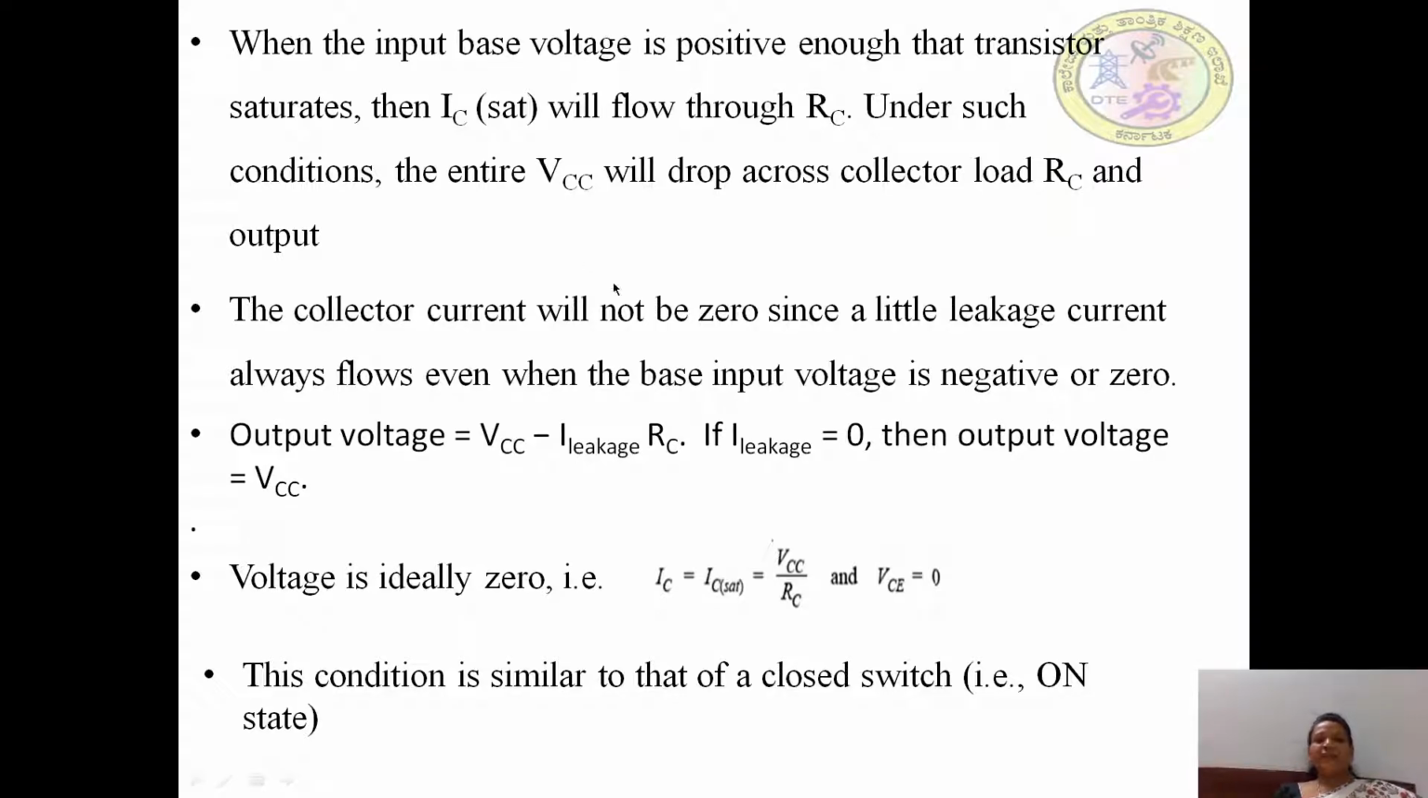So the same thing has been given here. When the input base voltage is sufficiently positive, the transistor saturates, then IC maximum or saturation current will flow through RC. So under such conditions, the entire VCC will drop across the collector load RC and hence the output voltage will be equal to 0. Voltage is ideally 0 and IC is equal to maximum given by VCC by RC. So this condition is similar to that of a closed switch, that is on state.